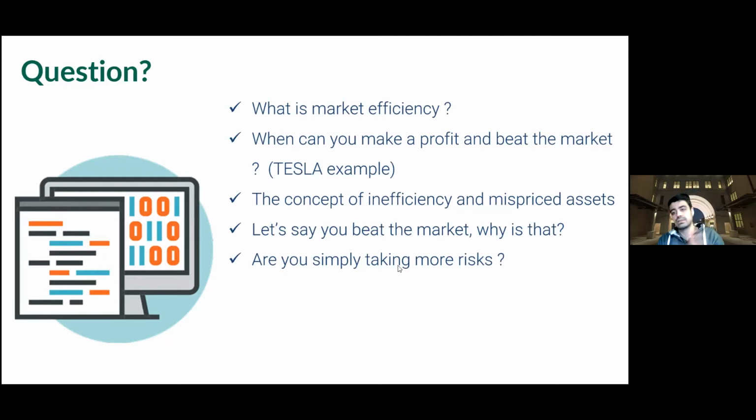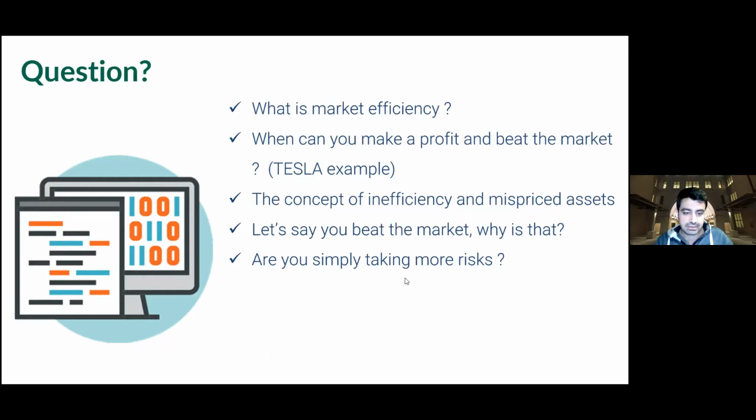All right. So let's say you beat the market, right? You make a lot of profit. And I don't know, let's say you bought a lot of Bitcoin or whatever. Not over the past 6 months, but something else. You shorted Bitcoin, let's say. And you made a lot of money, right?